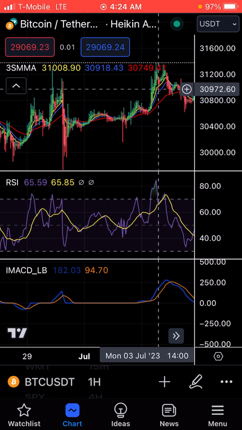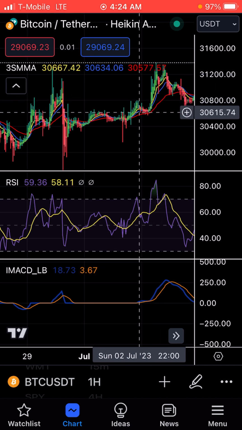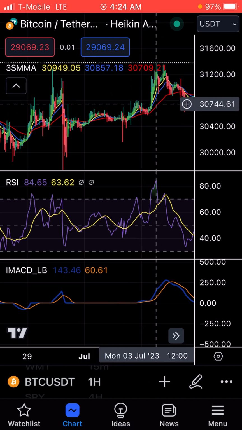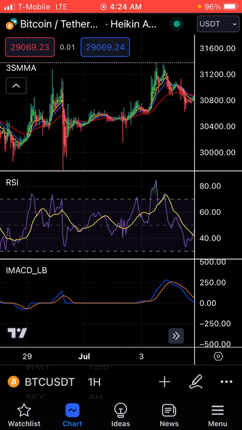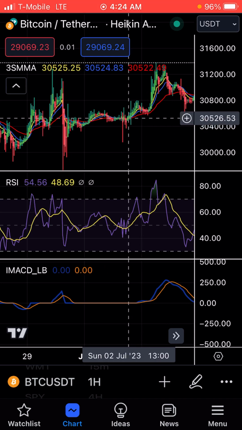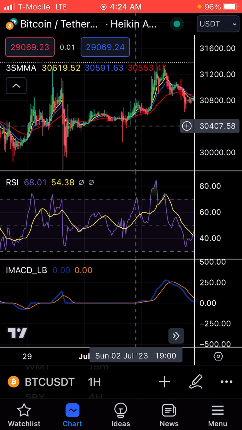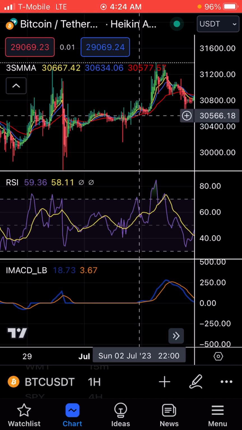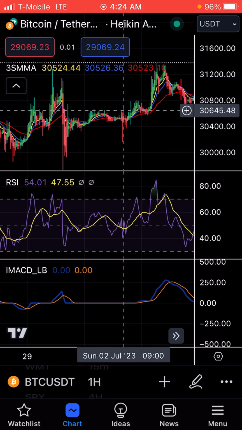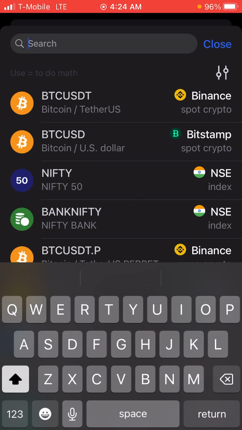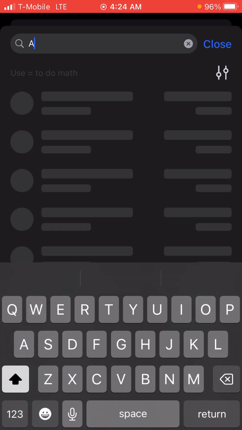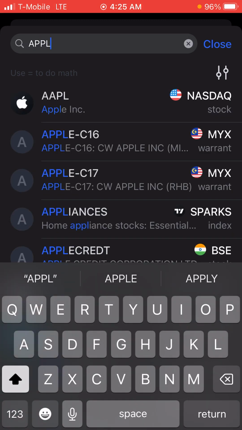So right here is where you would start, when you start seeing it rise from the consolidation. What I would do is, when I see it rise from the consolidation, I would look at the RSI or the stochastic and see if I see any major moves happening. But right here is when I would enter the trade. So let's look at the stocks real quick. Let's look at Apple. Let's just look at a couple stocks.